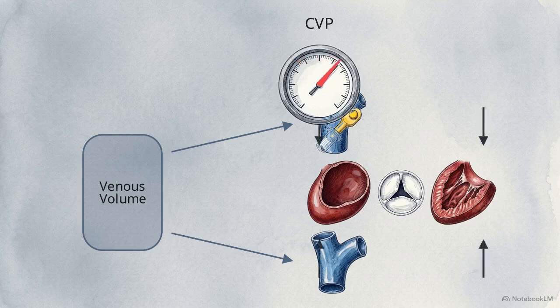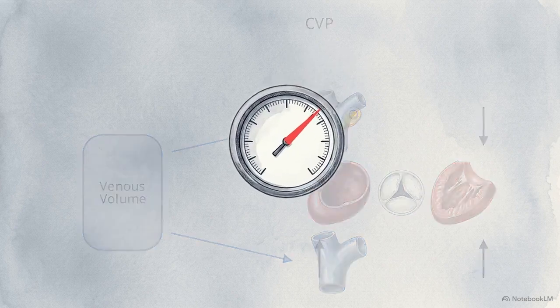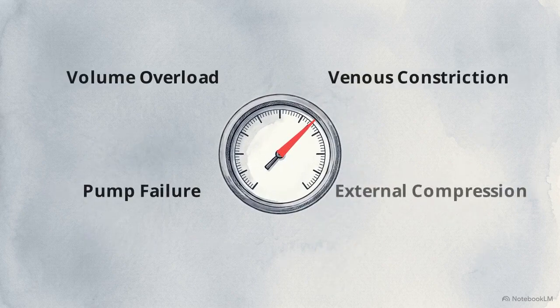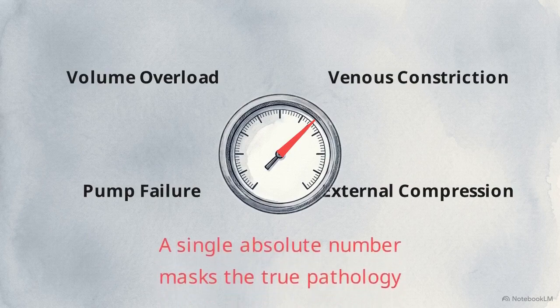Finally, external physical compression alters the reading. Cardiac tamponade, constrictive pericarditis, or the application of positive end expiratory pressure during mechanical ventilation will physically compress the system, artificially raising the measured CVP. Because volume overload, pump failure, venous constriction, and external compression all elevate the pressure reading, the absolute number alone fails to identify the underlying physiological dysfunction.